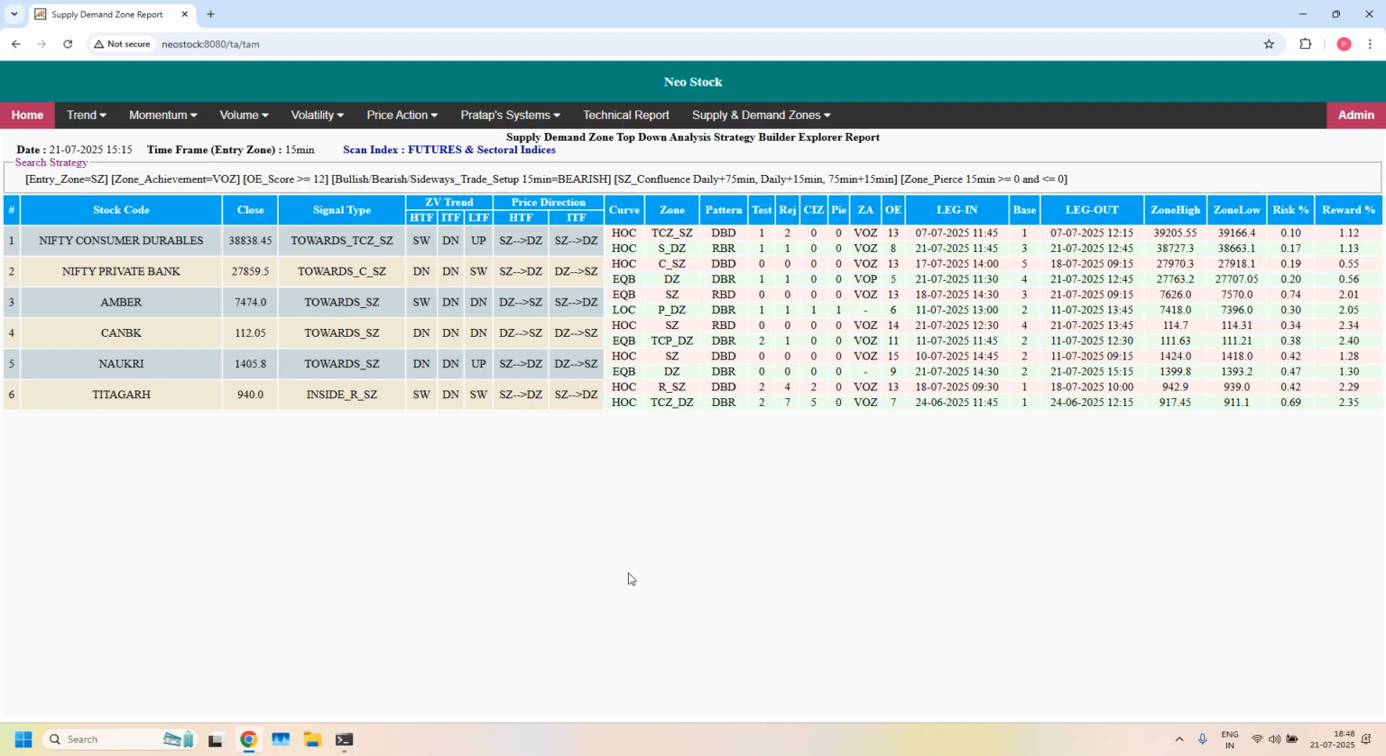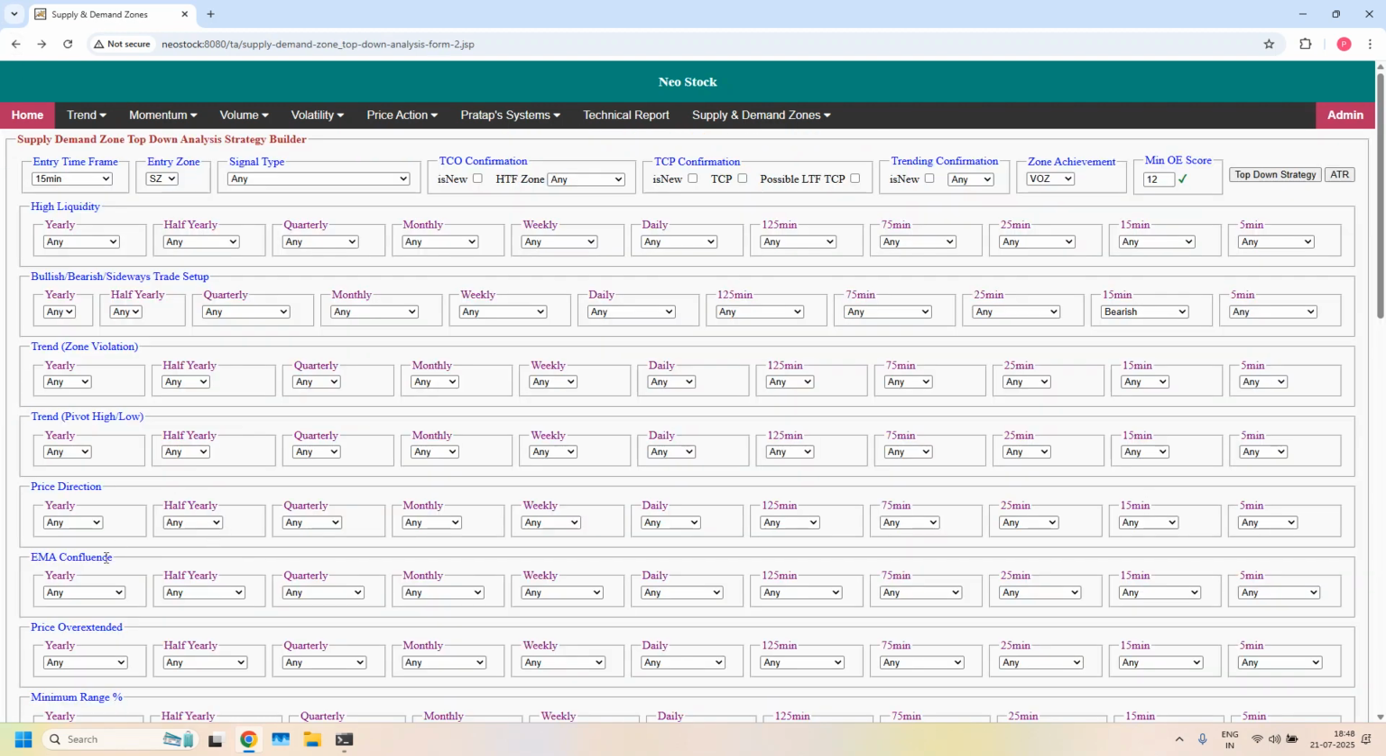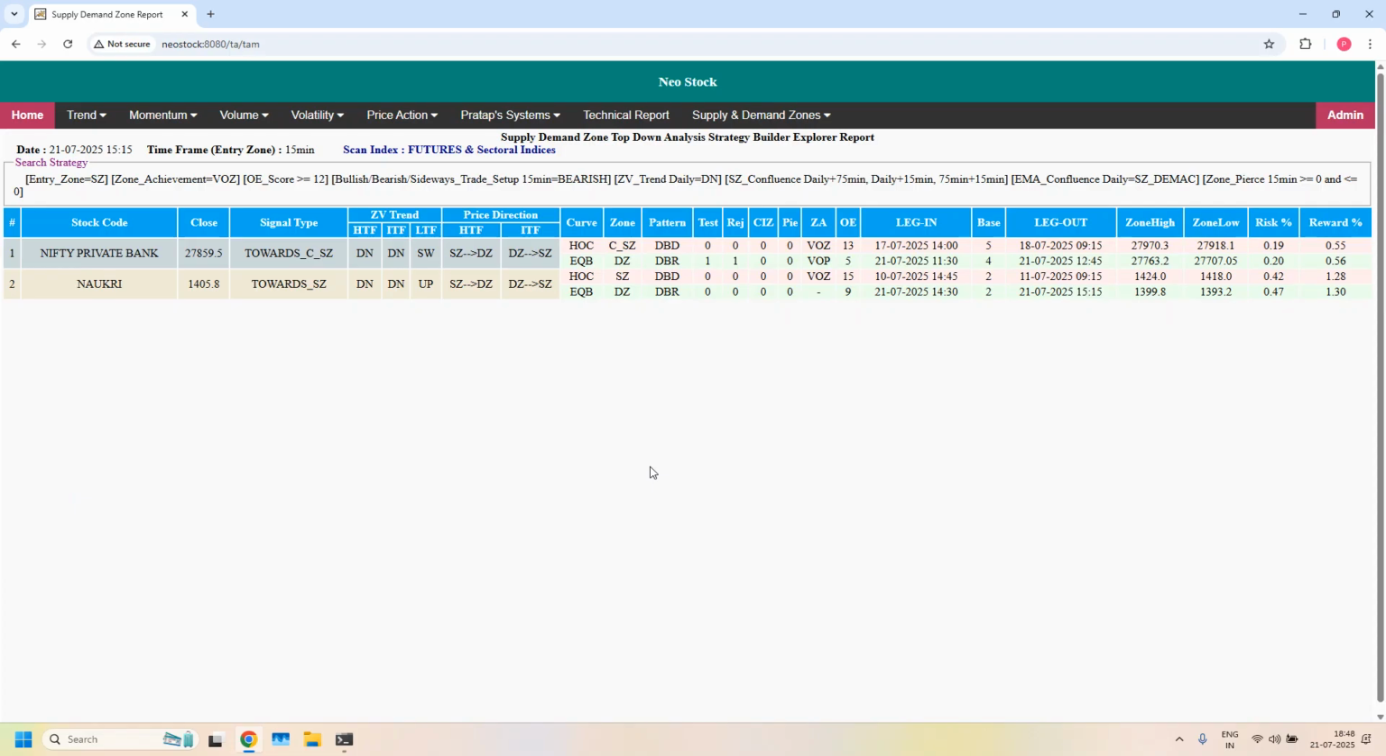Let's verify whether these 3 daily supply zones are having daily EMA or not. In the EMA confluence at daily time frame, I am checking daily supply zone having daily EMA or not. At the same time, trend on the daily should not be sideways. It can be up or down, but I am selecting down because it is bearish trade setup. Let's filter. We got 2 stocks out of 3 having a downtrend. 2 are filtered.